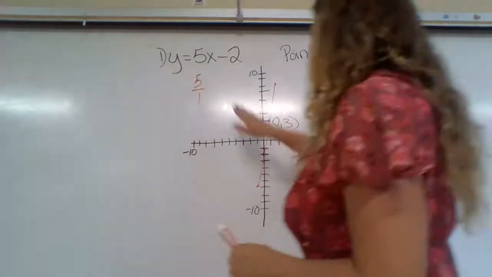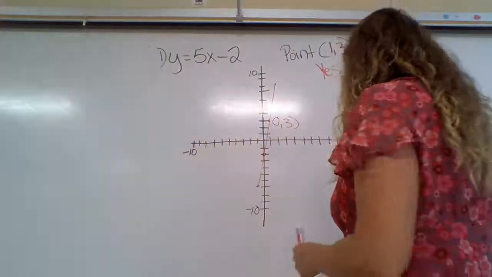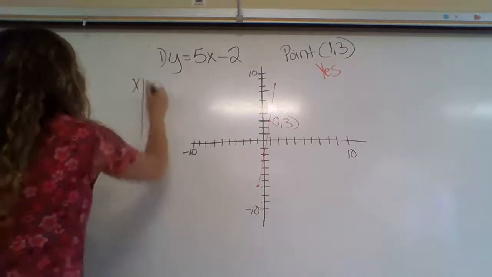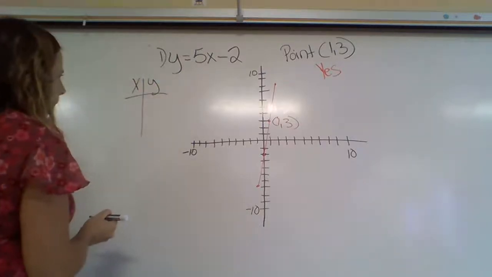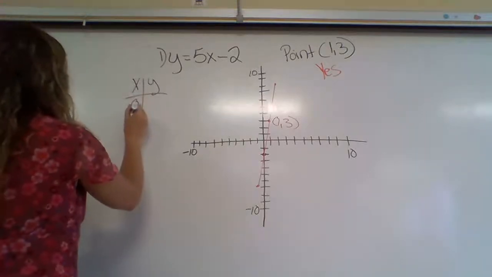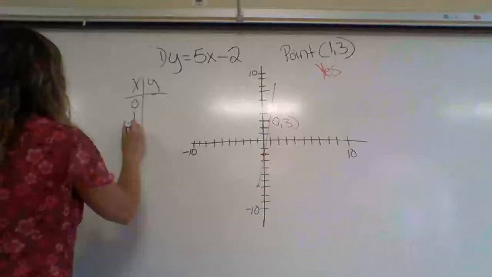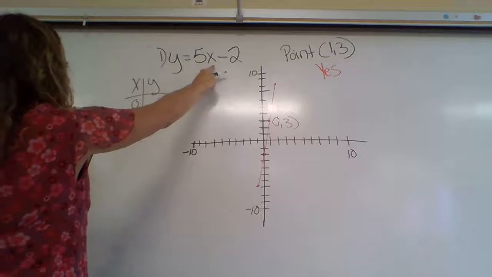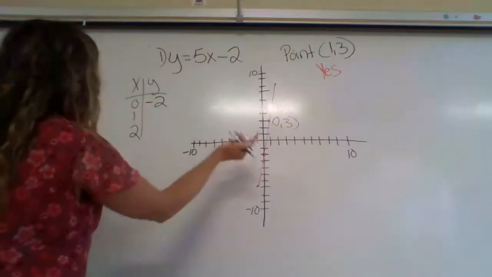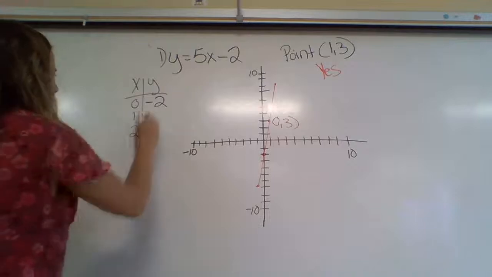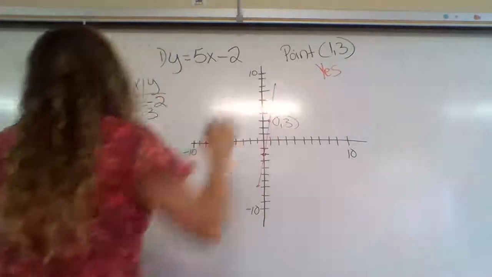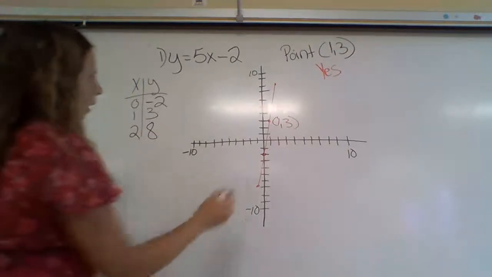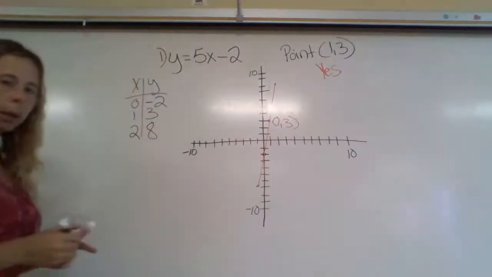You could have made a table. You can always make a table. Tables are your friend. Can you see this? Yes. X, Y. I'd probably go like 0, 1, 2. When x is 0, 5 times 0 is 0, minus 2, -2, which is our y-intercept. Then 1, 5 times 1 is 5, minus 2 is 3. Oh, look, there's our point. And then 2, 5 times 2 is 10, minus 2 is 8, which we actually graphed as well, (2, 8). We're so good.